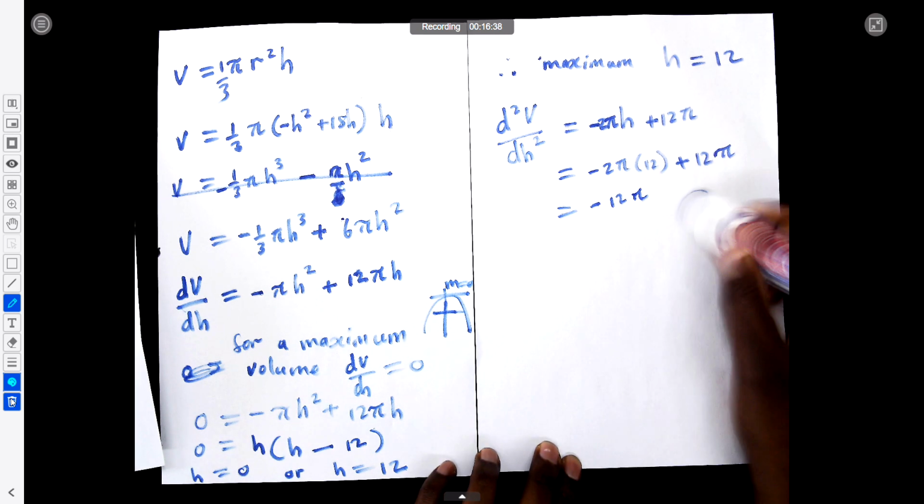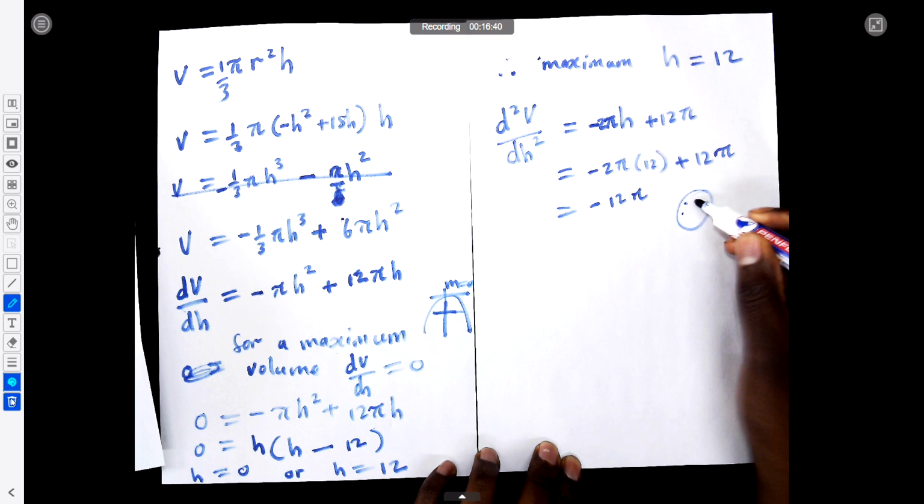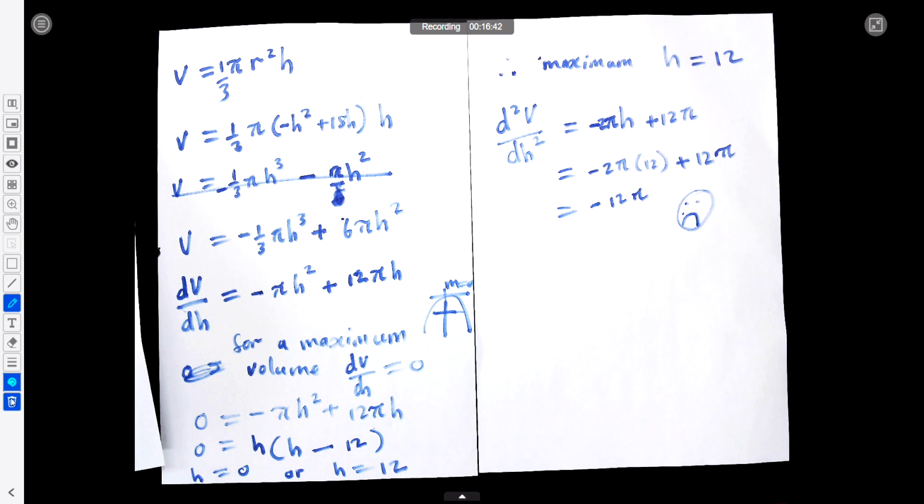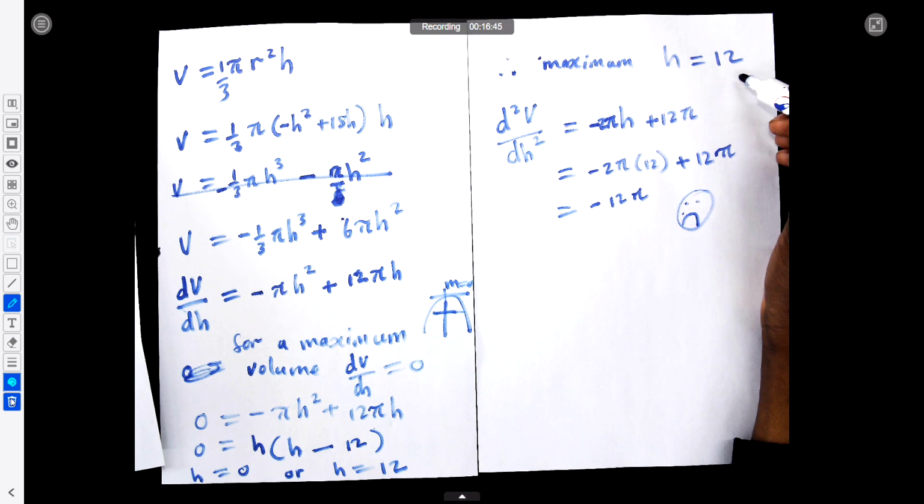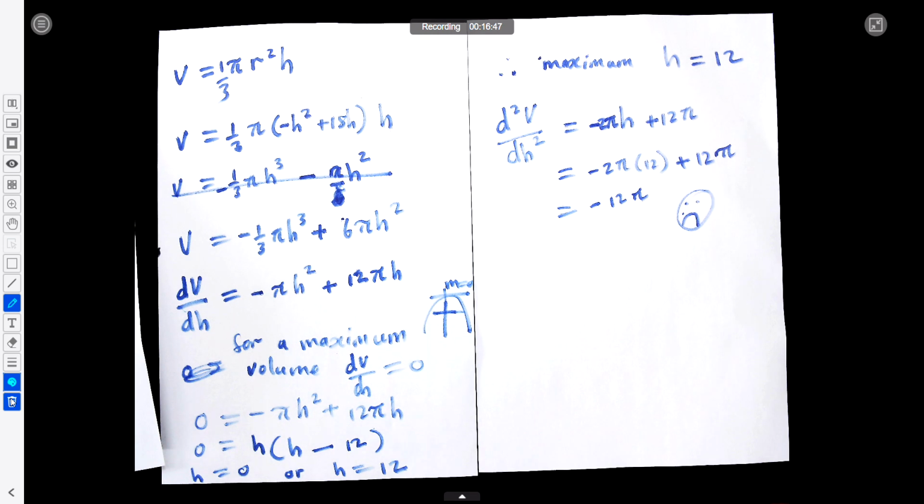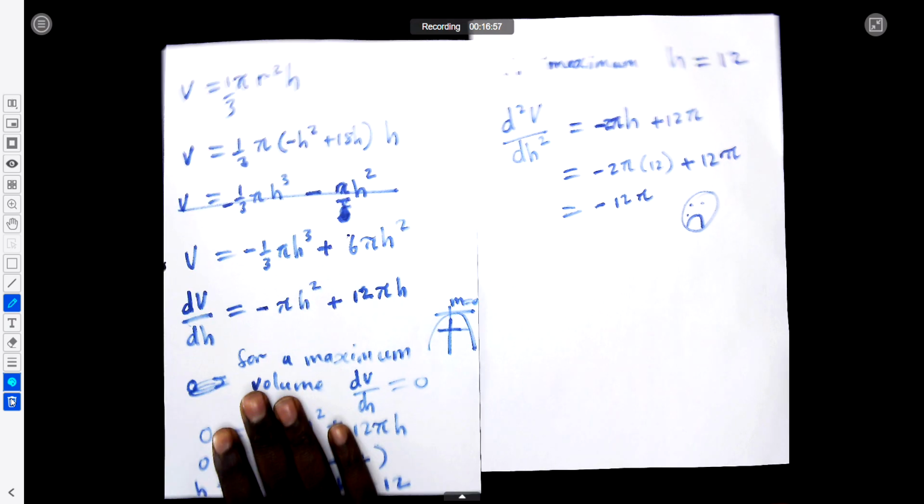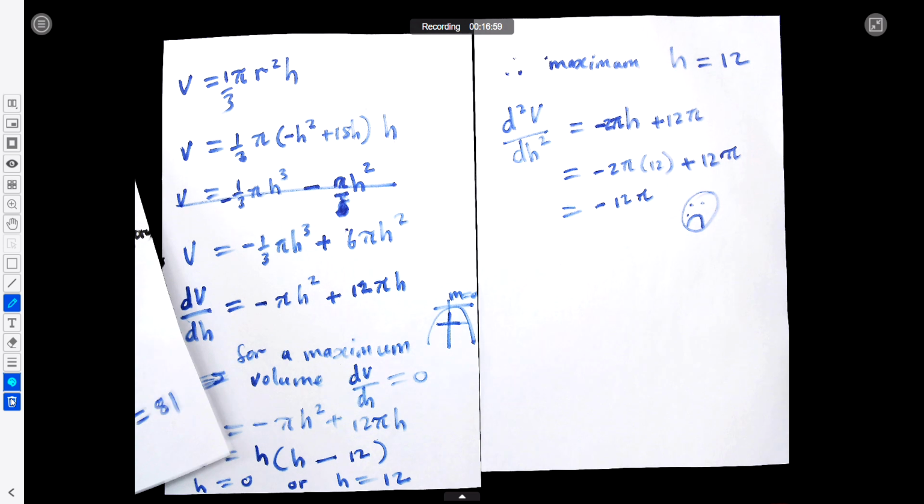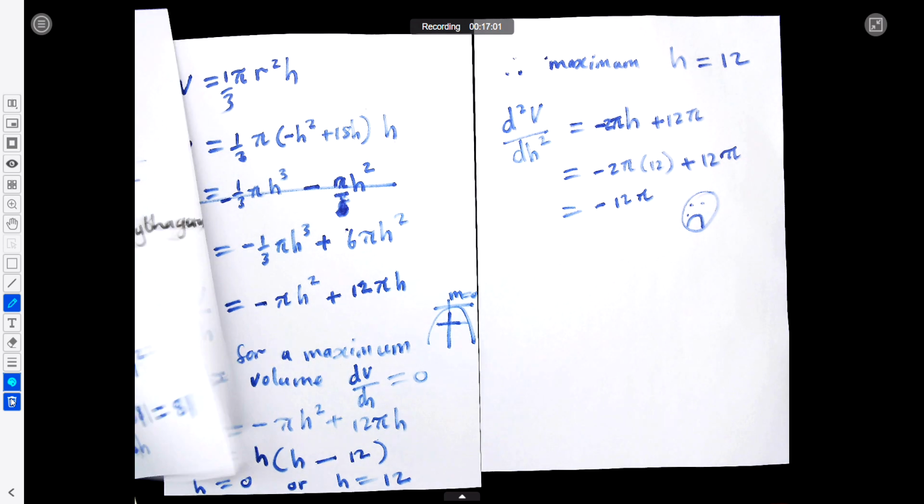So a negative value means what? It reaches, that's the maximum. So it's true, this is the maximum. This is the maximum height that can be cut out of that sphere. So if you want to prove it, that's how you can do it. Yeah. So it was an interesting one.